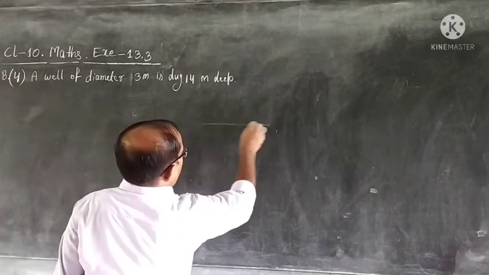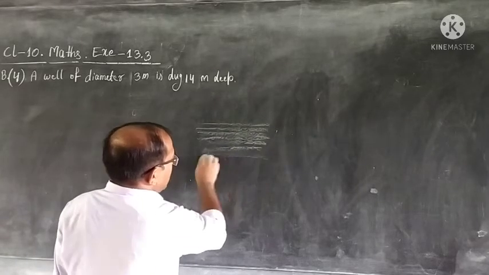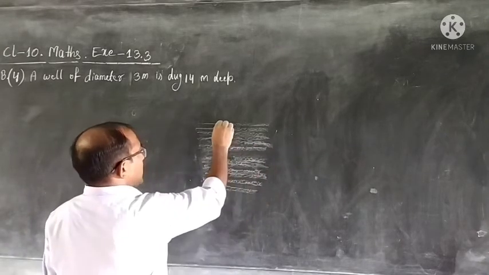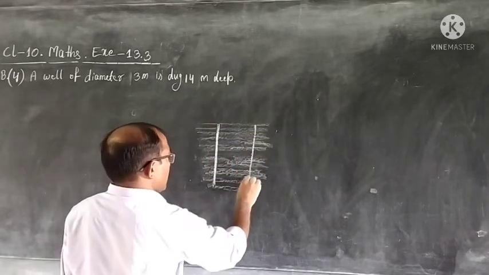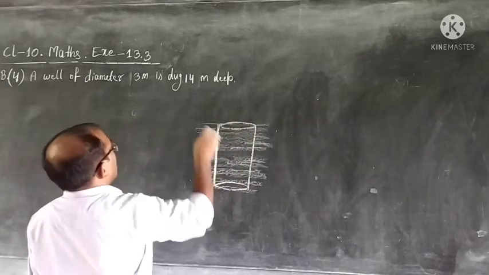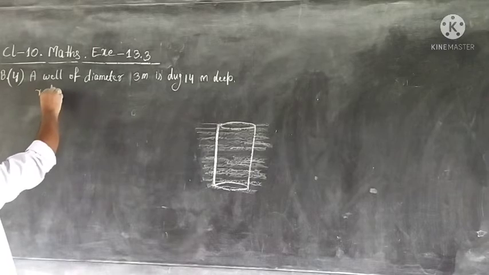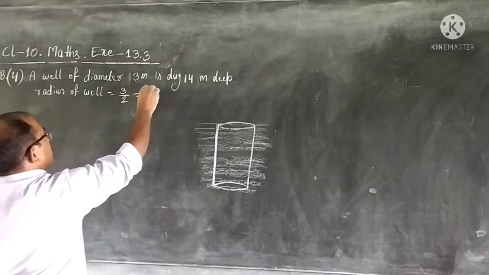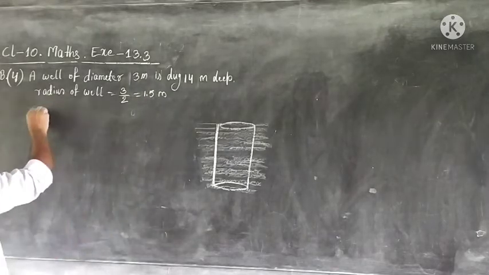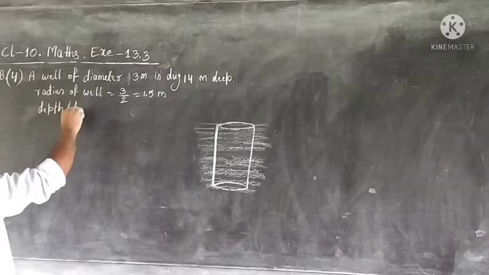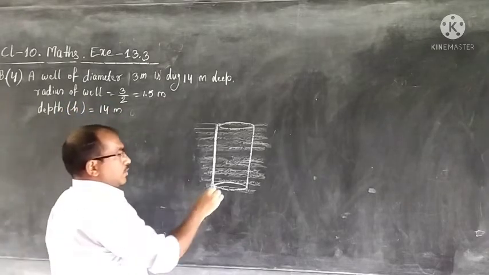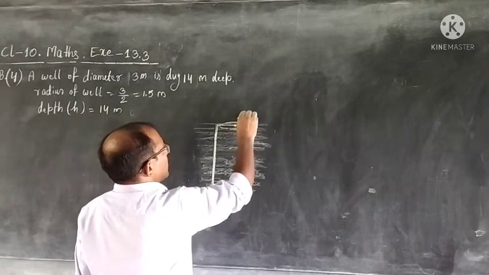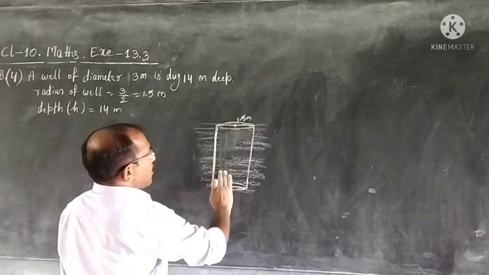When the well is dug underground, let us see, this is ground and the well is dug here. Diameter is 3 meters, so radius of the well will be 3 by 2, or we can write 1.5. Depth is the height, depth of the well is the height of the well, 14 meter. This radius I am showing here, from one end to another is the diameter, half of it is 1.5 meters. Now, it is dug, so all this mud comes out from the well.